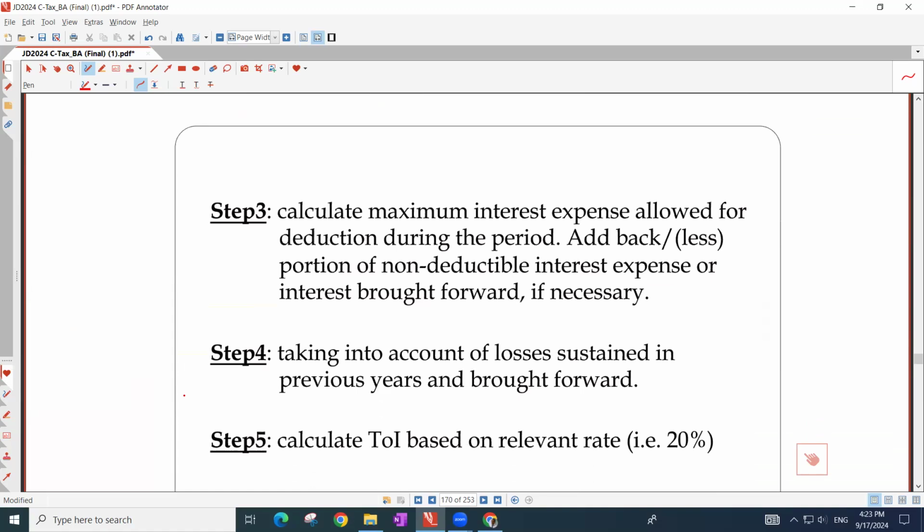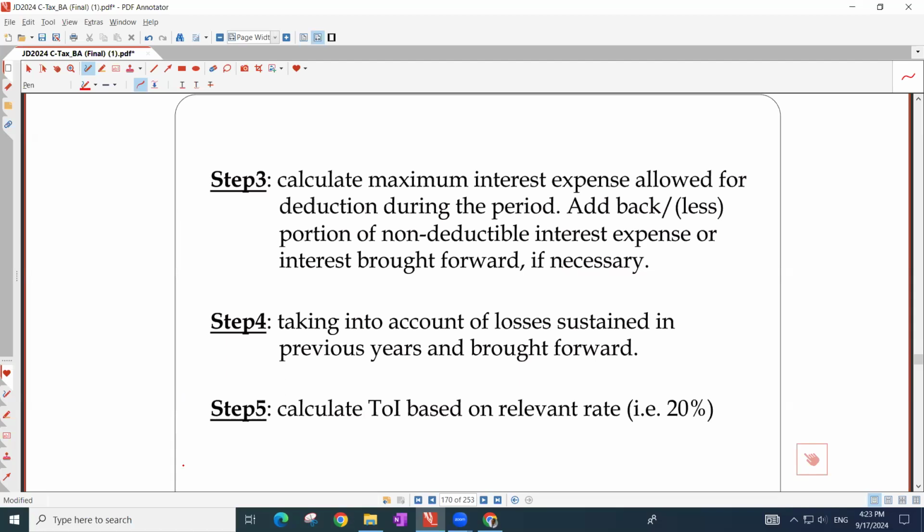we calculate the maximum interest expense that is allowed to be deducted under tax on income. If the interest expense incurred during the year is less than the maximum deduction, we can claim in full during the year, no add back. But if it is more than that, then we need to add back.